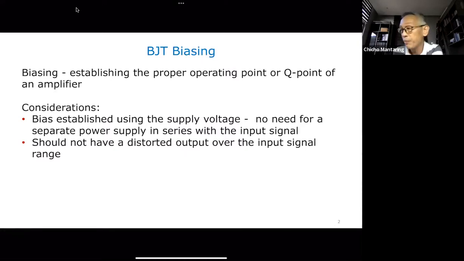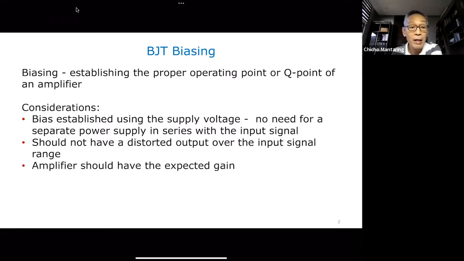I'm going to expound on that a little bit further in a while. Of course, the amplifier should have the expected gain. And finally, the bias point must be stable. So let's just review a little bit what we discussed last time.